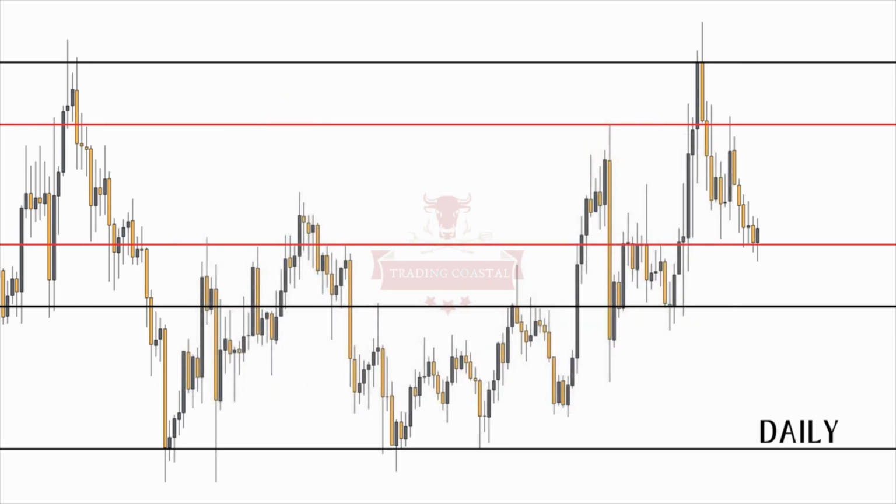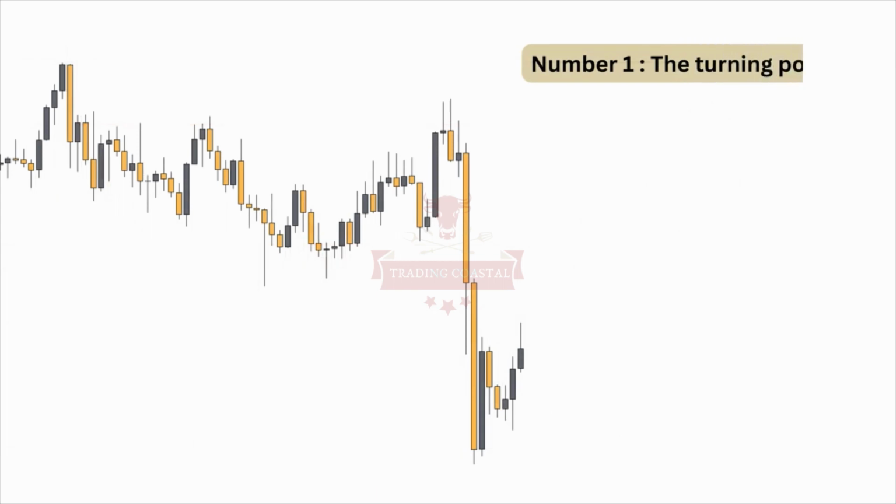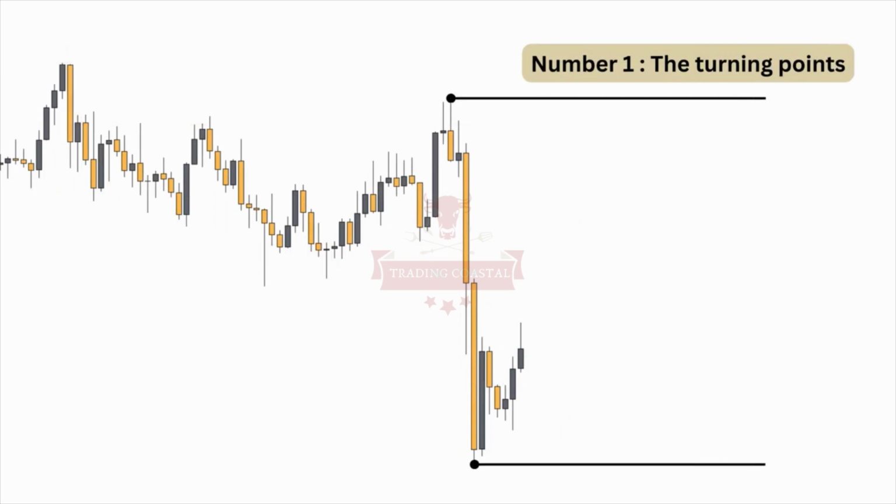Also, there are 5 criteria that we look for when identifying key levels of market structure, and each one of them makes a level more powerful. Number 1, the turning points. Turning points are the areas that reversed the market trend previously. The market sees these areas as overvalued or oversold, and there is a higher chance for the price to reverse when it reaches these levels again.